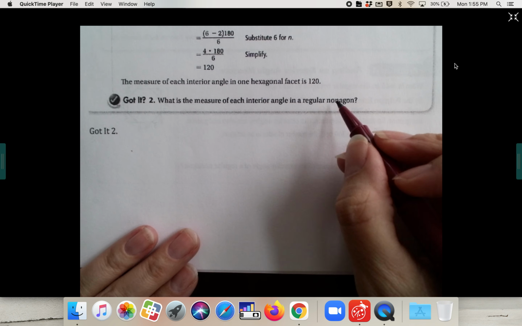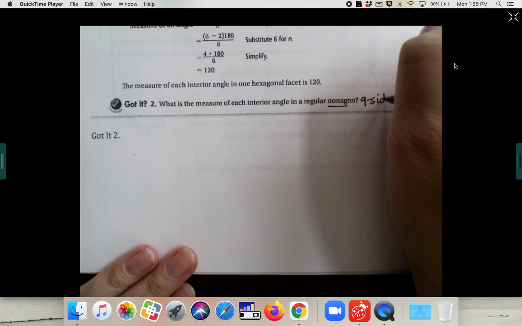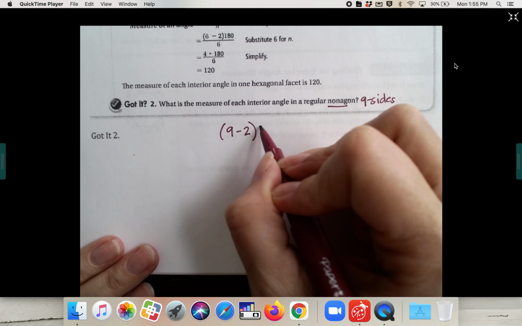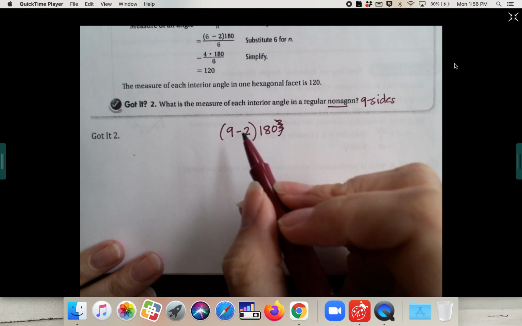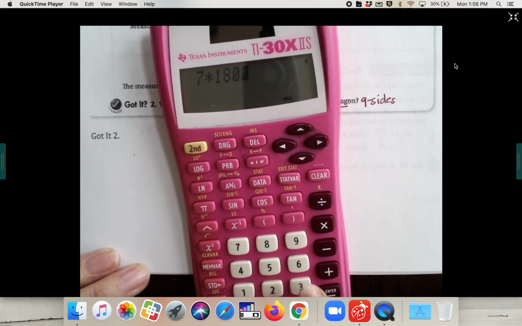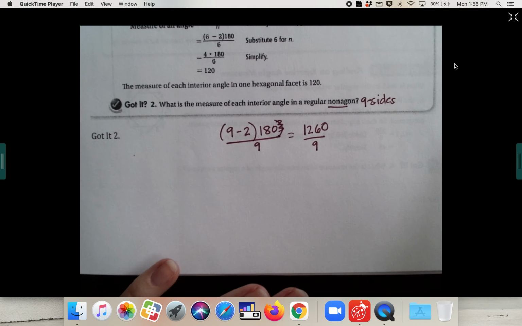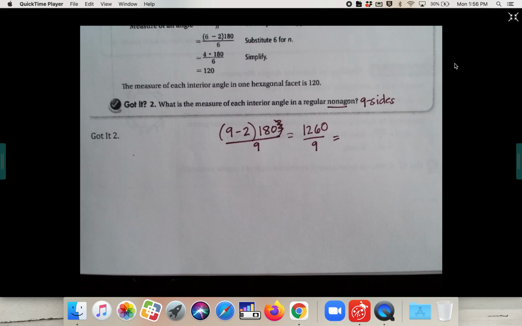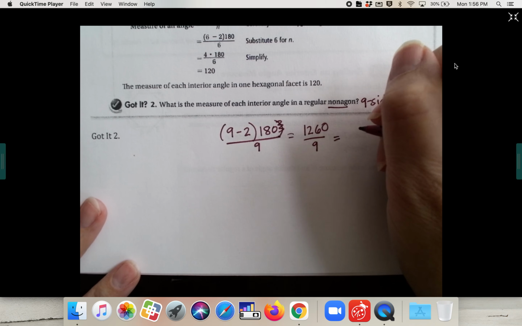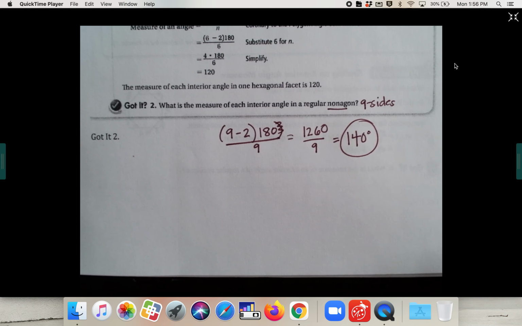So let's try one ourselves. What if it's a regular nonagon? A nonagon is a 9-sided shape, so 9 sides. So we are just going to do n minus 2 times 180, and then divide by 9. So 9 minus 2 is 7. 7 times 180 is 1260. Divided by the number of sides there are, this will give us the measure of one of those angles. So if it's asking for just one angle, divide by the number of sides there are, which is 140 degrees. So one angle would be 140 degrees.